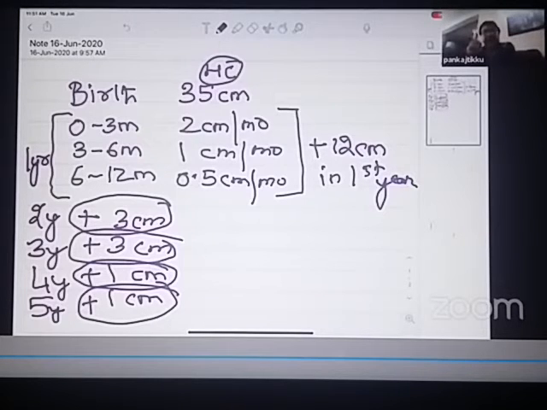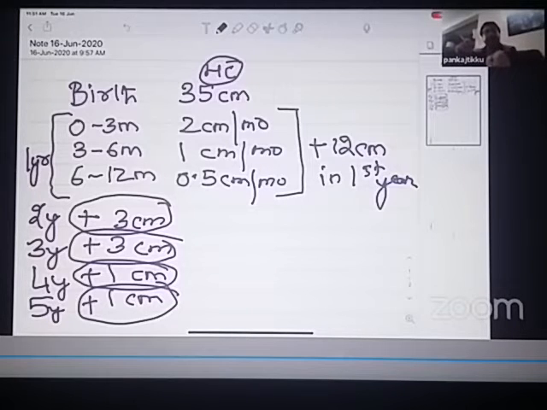So just one thing that you need to know. From the screen, please see this: what is the time after birth when the head circumference is growing the fastest? You will all agree it is the first year, because in the first year, the increase was 12 centimeters.